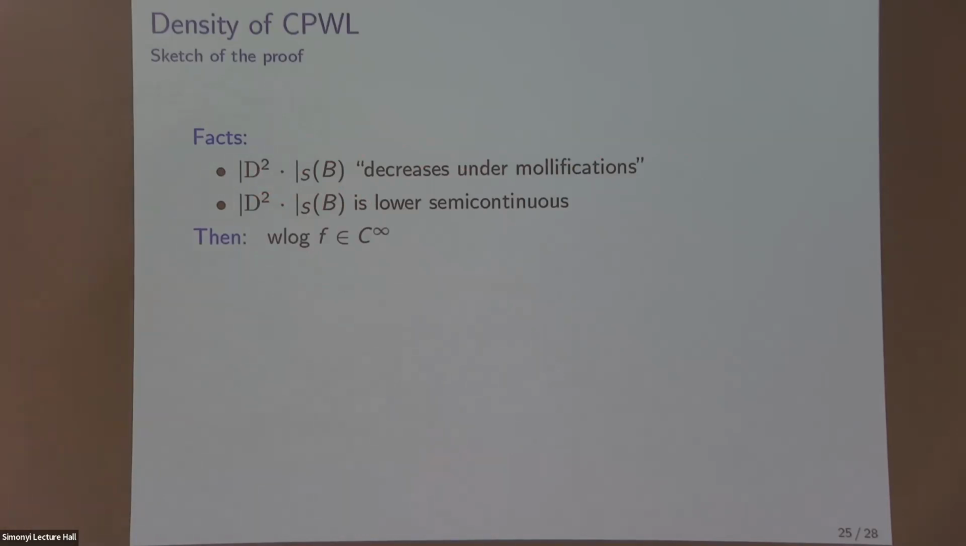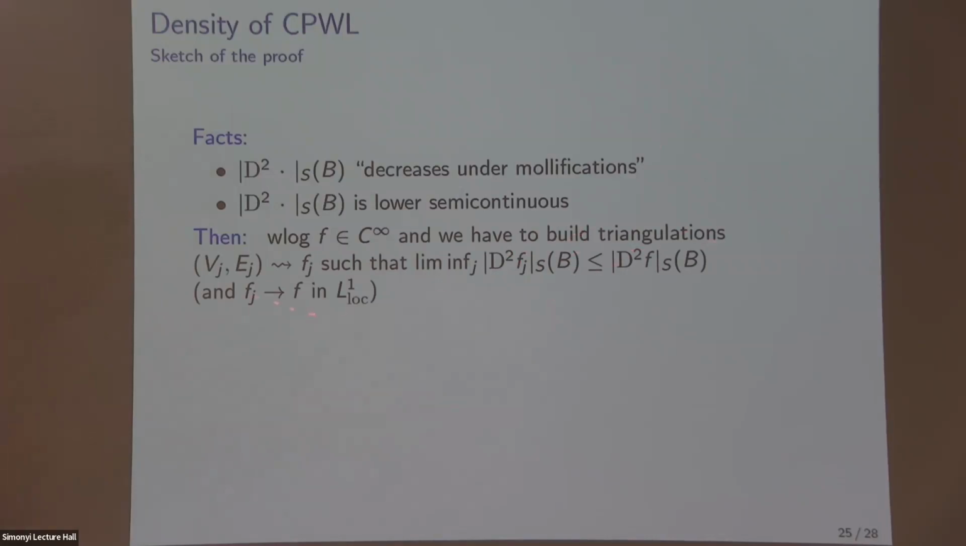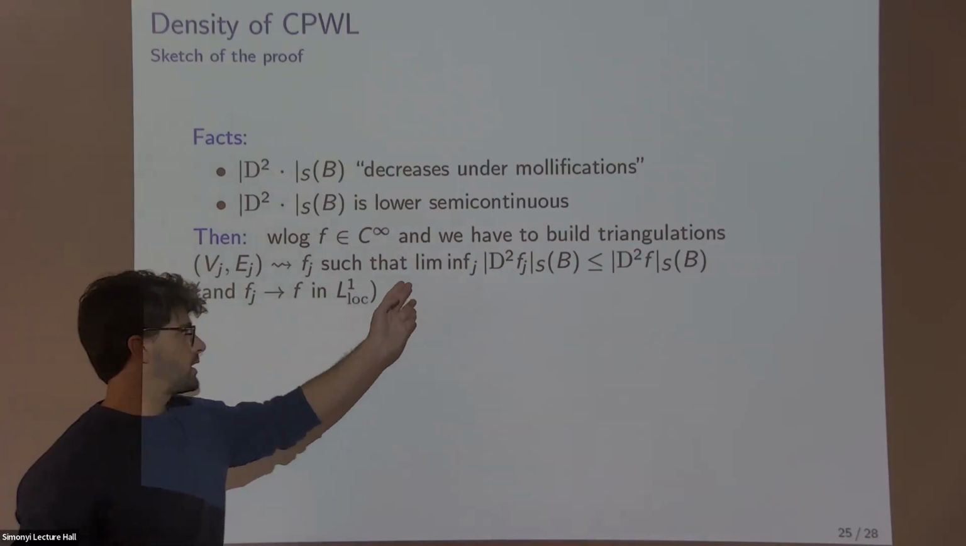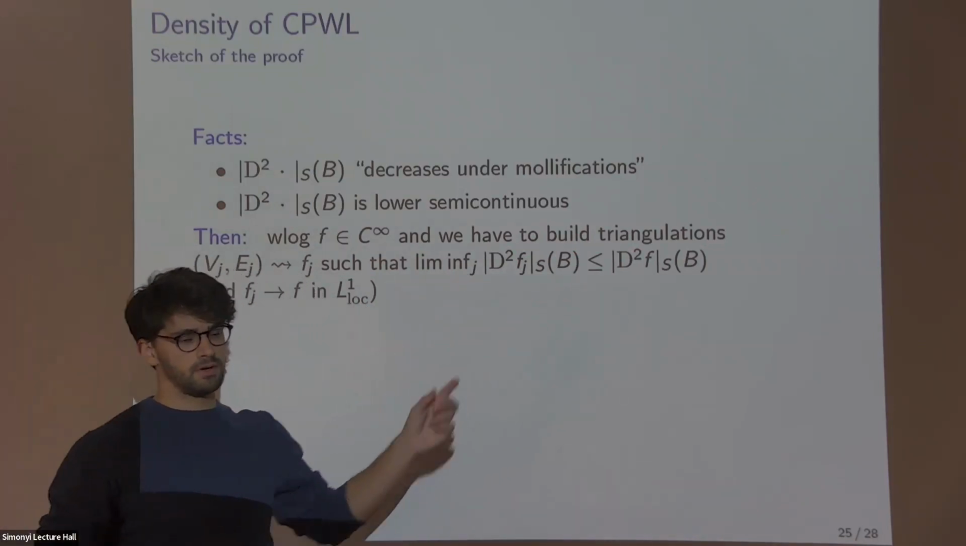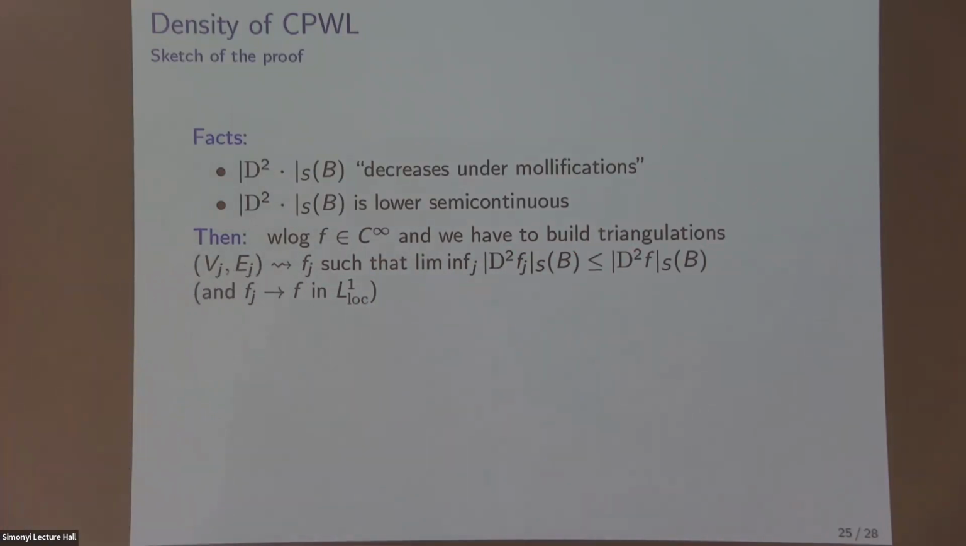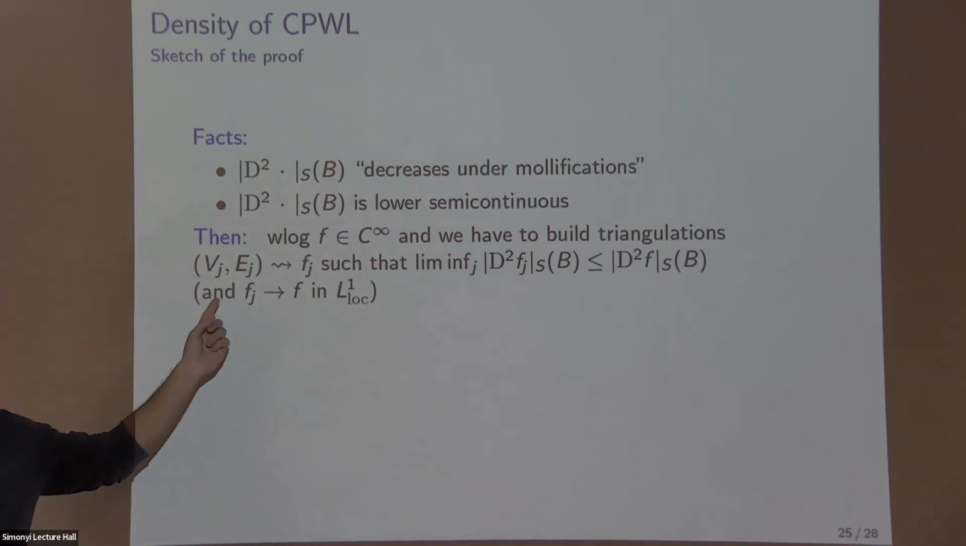So you have to build a CPWL approximating sequence. What you do is you build triangulations and then you interpolate. That's the only thing that I think is reasonable to do. So you have to build good triangulations that will give you functions. You only care about this inequality because the other one holds by lower semi-continuity. And of course, you will have convergence as soon as these triangulations are finer and finer.